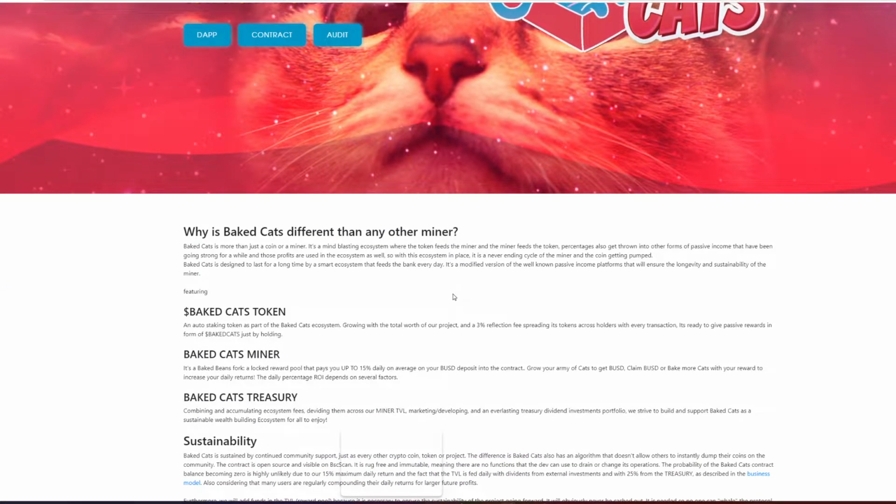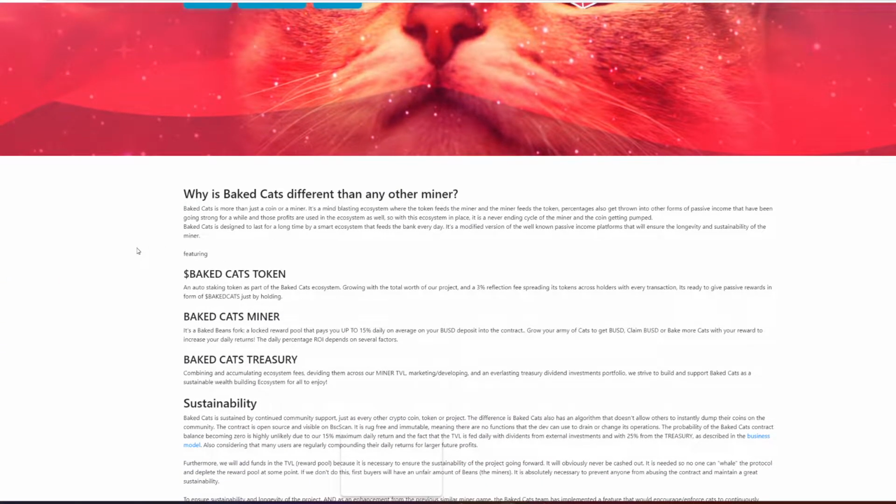So why is Baked Cat different from any other miner? Baked Cat is more than just a coin or a miner. It's a mind-blasting ecosystem where the token feeds the miner and the miner feeds the token. Percentages also get thrown in other forms of passive income that have been going strong for a while, and those profits are used in the ecosystem as well.